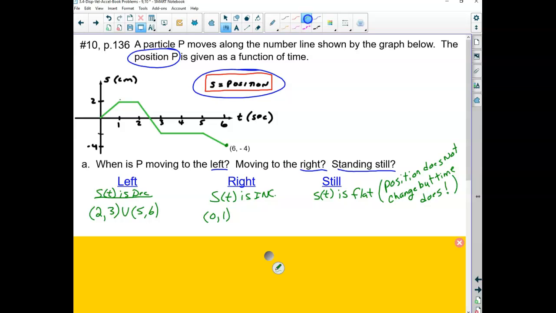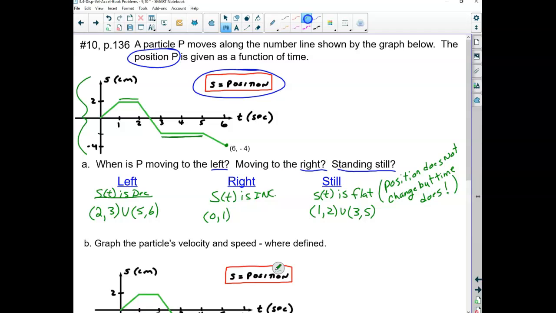Here I'm at a position of 2 for a whole second. So I stood still from 1 to 2. Here from 3 to 5, my displacement didn't change. I didn't change vertically, I just went horizontally for 2 seconds. So I stood still from 3 to 5 also. So that's reading a couple of things off of your position graph.